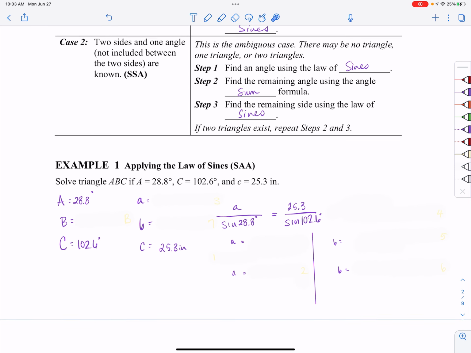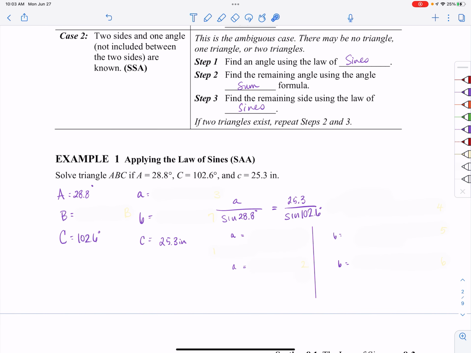Case number 2 is what we'll do in the second half of section 8.1. This is the ambiguous case. So if this doesn't make a lot of sense to you, that's totally okay for right now. Wait until we use the discussion later on in this section. This is where you know 2 sides, but the angle that you know is not included. It's not between the 2 sides.